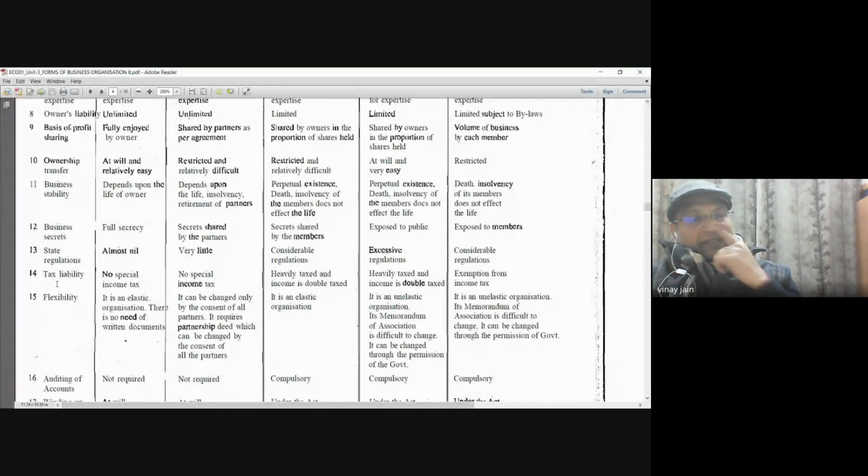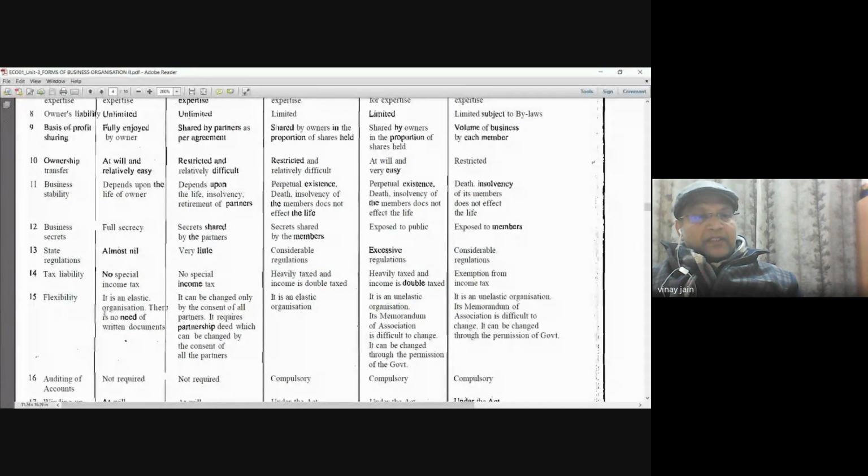Then, guys, we have tax liability. No special income tax is there. Heavily taxed, and income is double taxed. Exemption from income tax, therefore cooperative society is being practiced. Then, guys, the 15th is flexibility. It is an elastic organization. Which one? Sole proprietorship.